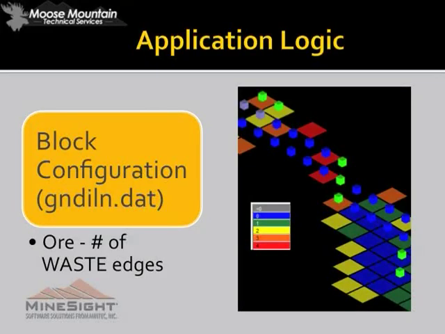Okay, so it's just a close-up on the block configuration for using a number of waste edges against the ore. And this is classified for each of the ore types, so the disseminated and the high grade. Red blocks are ore completely surrounded by waste. Blue blocks are ore completely surrounded by other ore blocks.